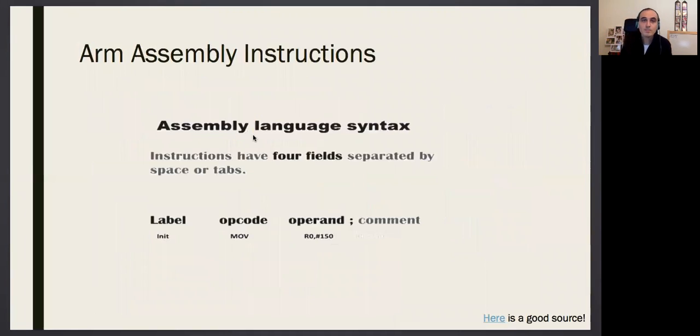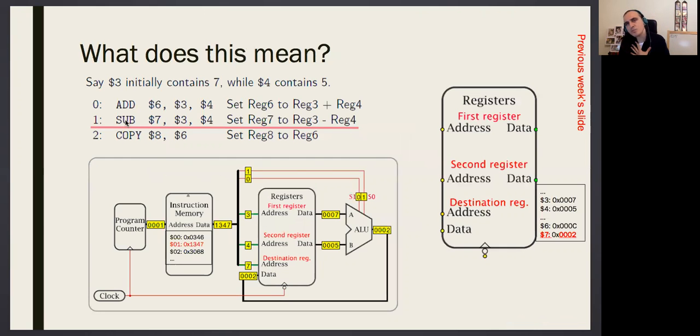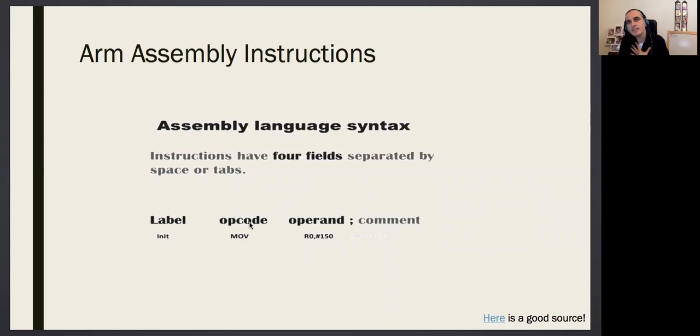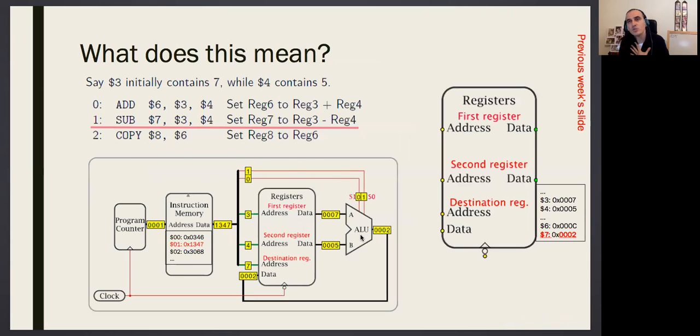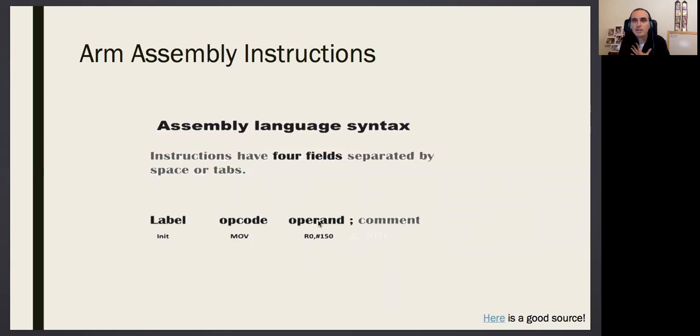How will it look? We said that there were 4 fields. 2 optional, 2 compulsory. You always have them. So the label, actually this is the address in the instruction memory. What does this mean? You don't know yet. You'll learn. Opcode and operand, and it's very simple because opcode is subtraction. This guy tells the arithmetic logic unit what to do. And the operand is where to do the operation, which registers.